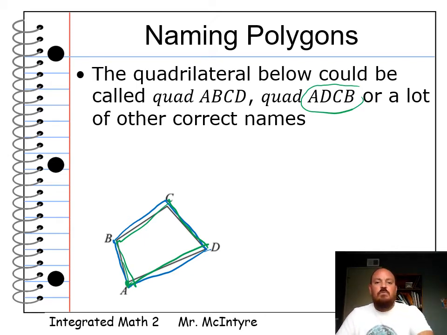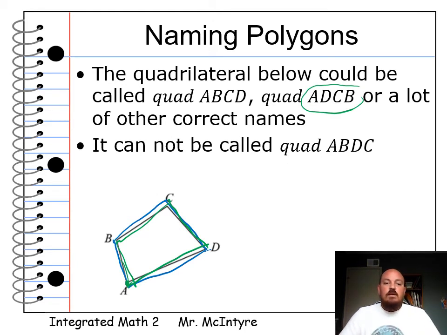But let me give you an example of one that doesn't work. If you just kind of throw some letters in there without even thinking about it, and you call this quadrilateral ABDC, it's actually wrong. And here's why. Imagine connecting those points. You go from A to B to D to C, and then back to where you started, A. You didn't draw a quadrilateral, you drew kind of a zigzag hourglass figure. And that's not the quadrilateral we're talking about. So this one up here is not the name of the quadrilateral you're looking at.